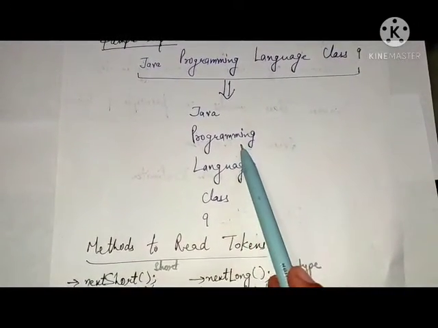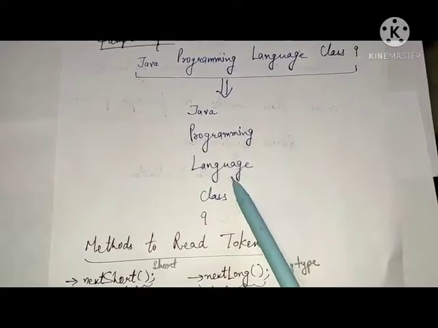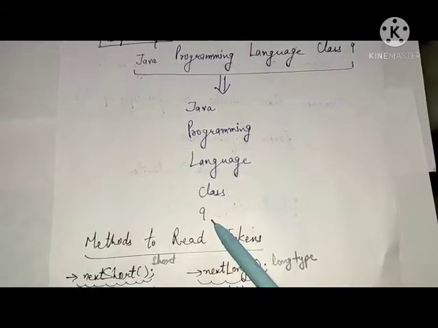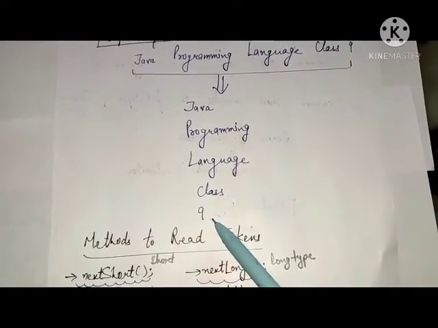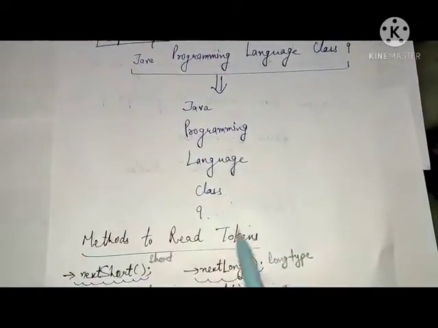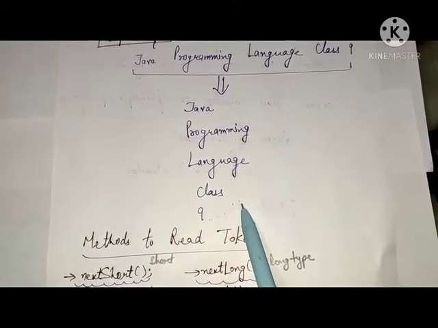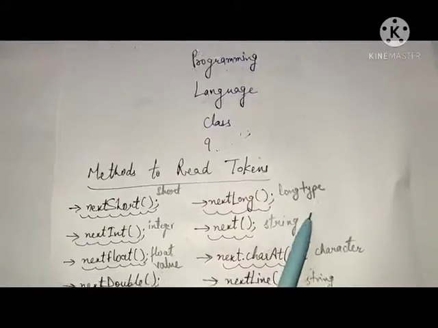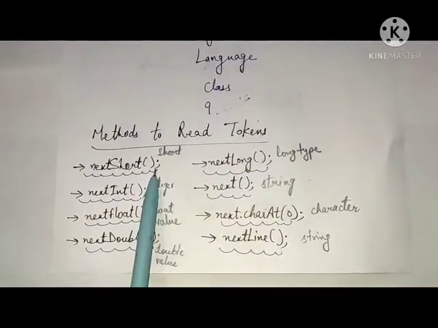Java is one token, programming is a different token, language is a different token, class is a different token, and 9 is a different token. Now what are the methods that are used to read these tokens that are given by the user by the keyboard? There are 8 methods to read these tokens for different data types.